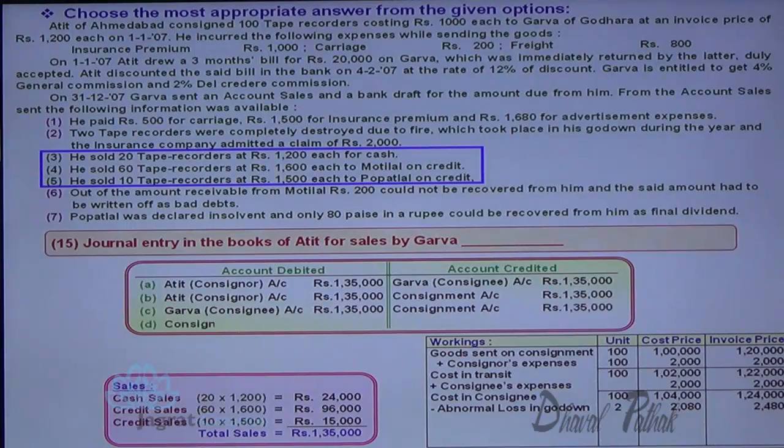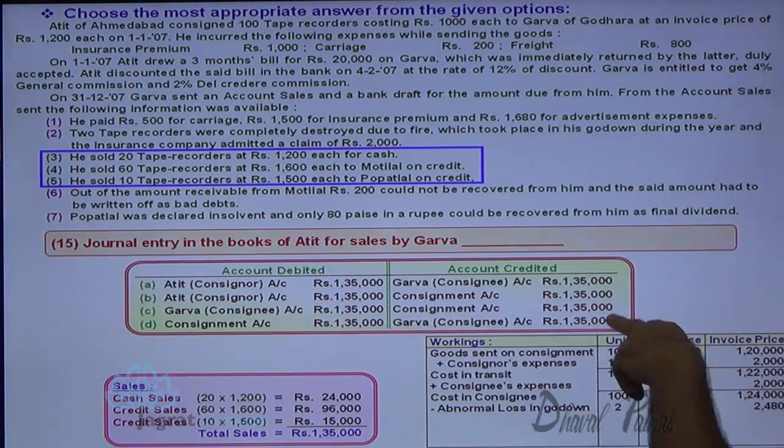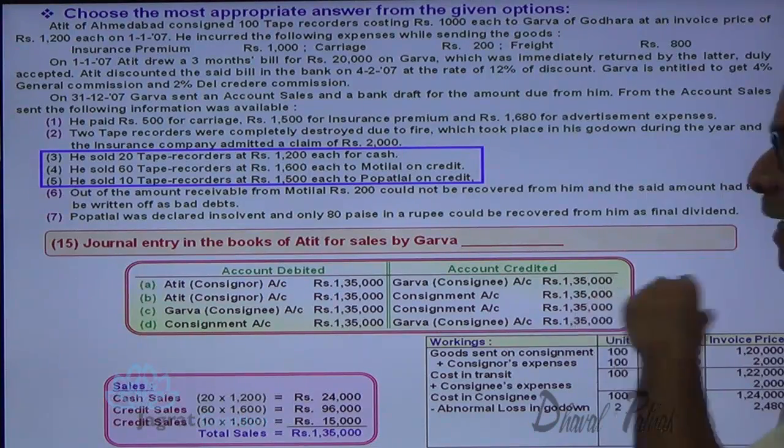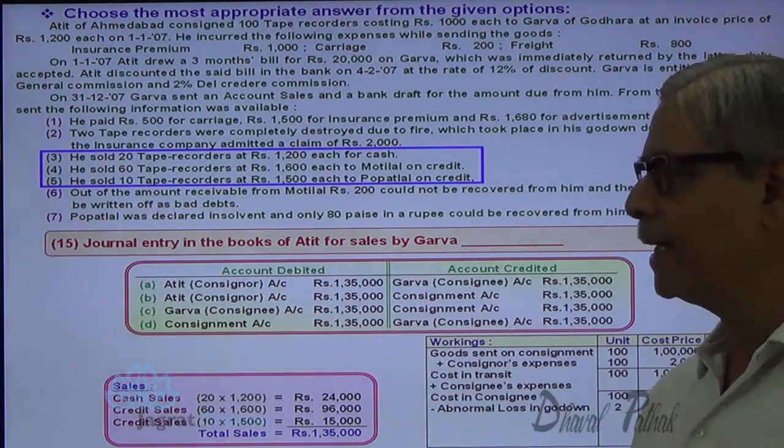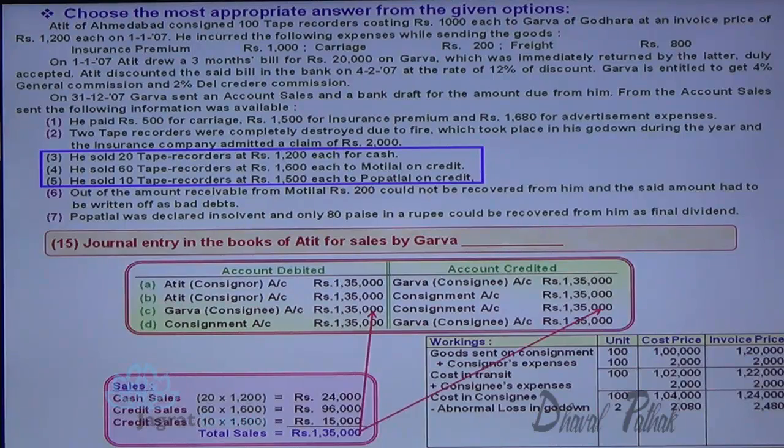So these are the options given to you. So consignment account is to be credited with 1,35,000. Which account is to be debited? The consignee account is to be debited. So option C is the correct answer. Consignee account debit to consignment account credit. Gaurav account debit 1,35,000 to consignment account credit. So option C is the correct answer for this sales transaction. Next.